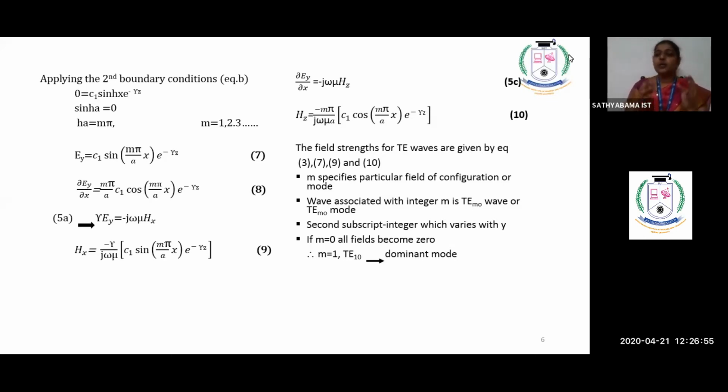Okay. So here, normally the TE or TM wave, whatever it be, the way we used to write is TE suffix m n, small m, small n. What is the meaning of m? M means the variation along your x direction. N means variation along your y direction.